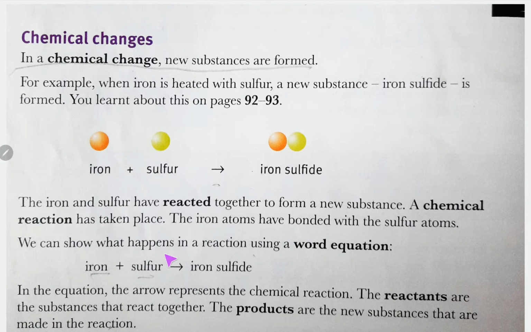We can show what happens in a reaction using a word equation, that is iron plus sulfur gives iron sulfide. In this equation, the arrow represents the chemical reaction. This arrow represents what? A chemical reaction. The reactants are the substances that react together and the products are the new substances that are made in the reaction. So, here iron and sulfur are the reactants and iron sulfide is the product.